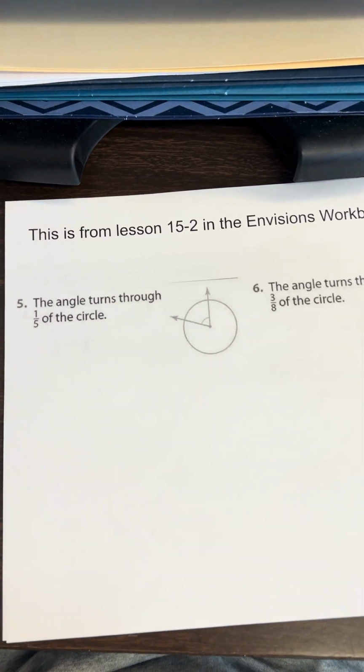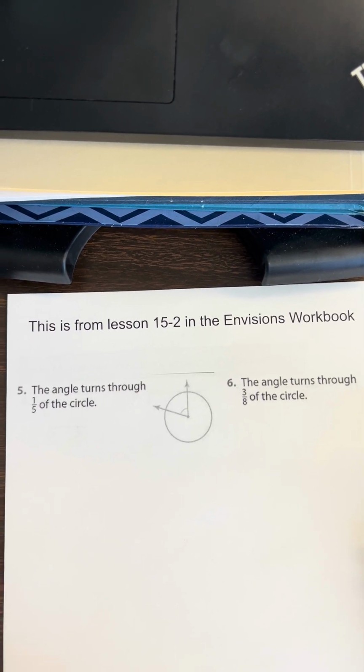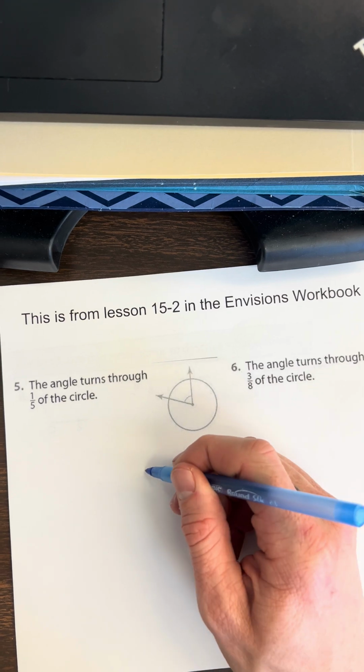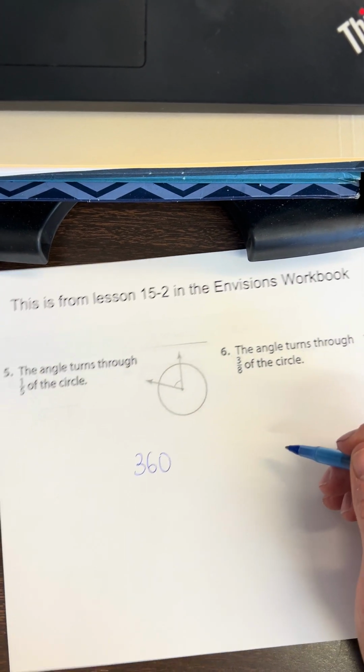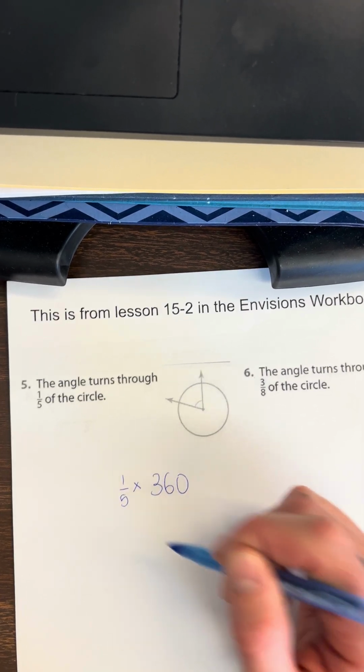All right, this is from lesson 15-2. This is where you need to be able to multiply and divide. The angle turns through 1/5 of a circle. So we know a whole circle is 360 degrees. To find 1/5 of that, you multiply it by 1/5.